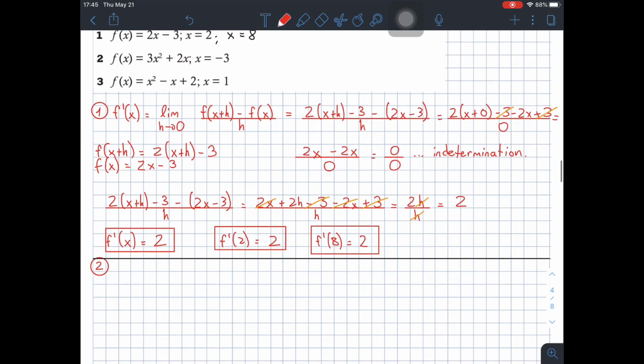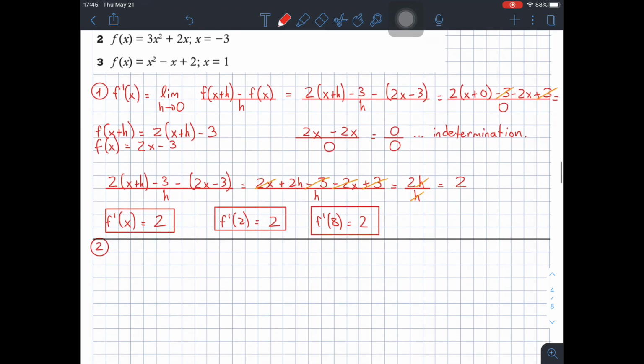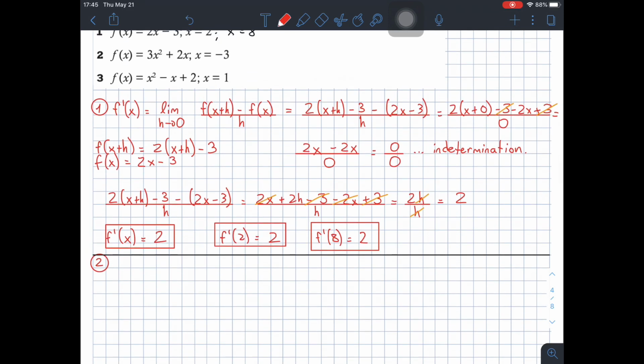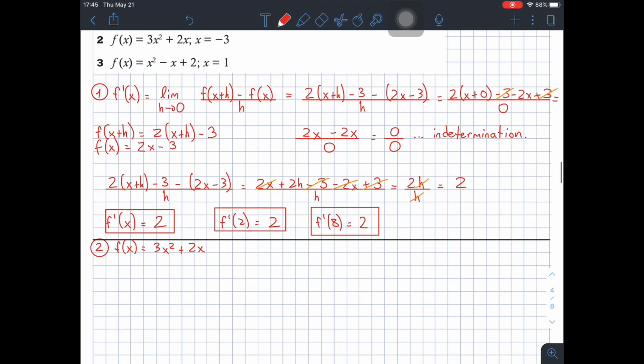So let me first identify f of x. In this case, f of x equals 3x squared plus 2x. And f of x plus h, in this case, would be equal to 3 times (x plus h) squared plus 2 times (x plus h).